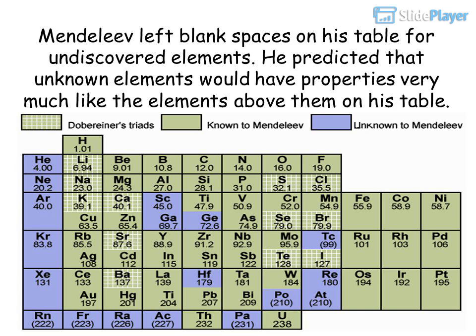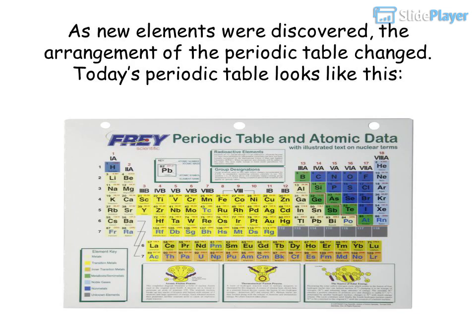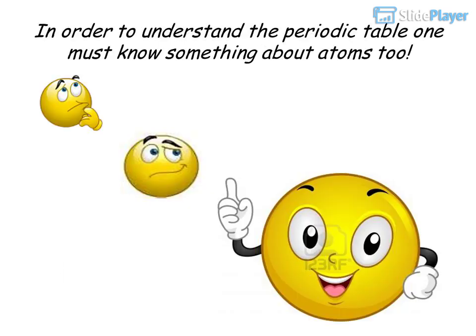He predicted that unknown elements would have properties very much like the elements above them on his table. As new elements were discovered, the arrangement of the periodic table changed. Today's periodic table looks like this. In order to understand the periodic table, one must know something about atoms too.